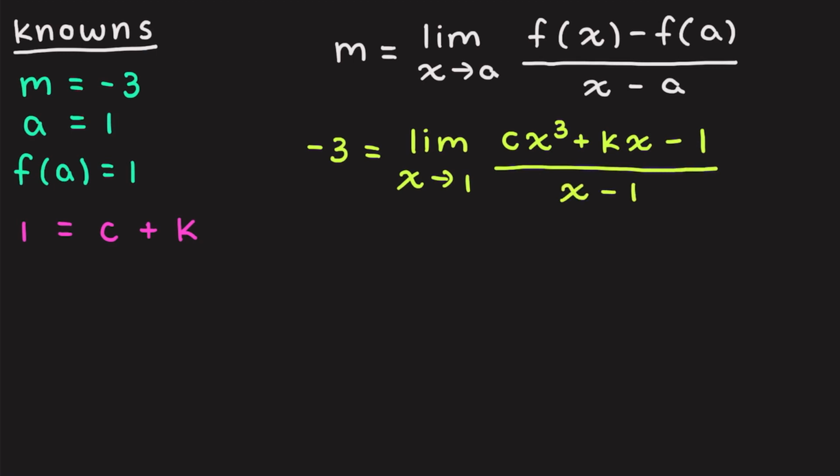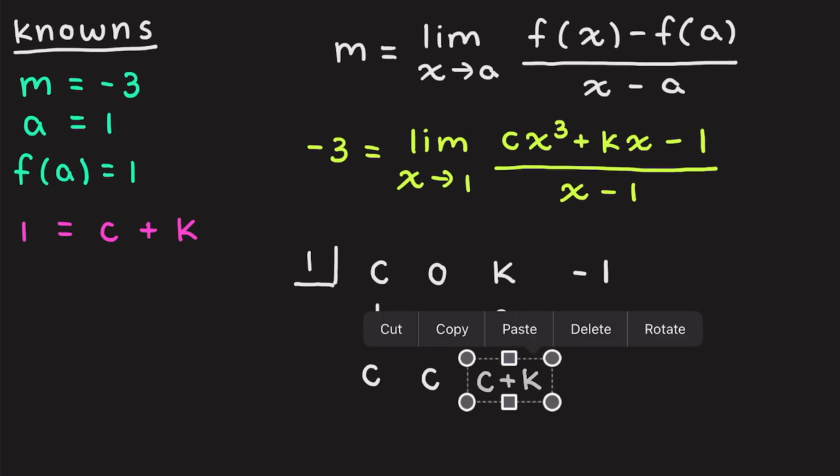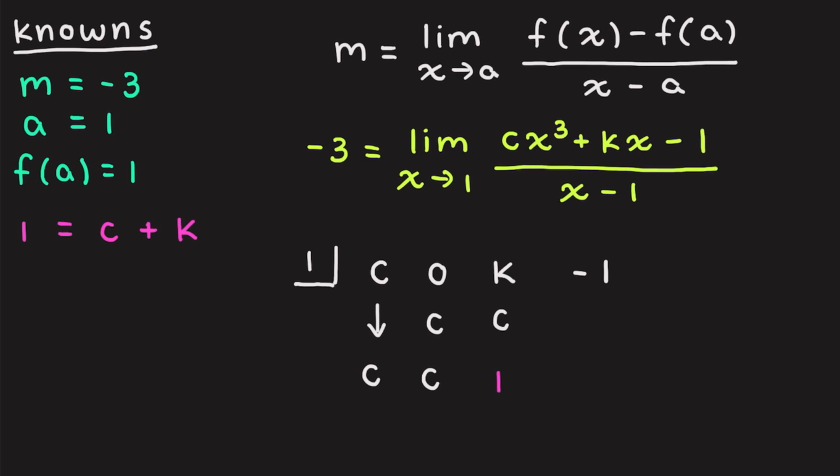Now we can do some synthetic division to get rid of the complexity inside of that limit. So we bring down the c, and that's the first coefficient, c is the second coefficient, and then we add it to k, and we get c plus k. But from our knowns, we know that that equals 1. So we can go ahead and replace that with 1. And then 1 times 1 is negative 1, and we have a remainder of 0. So we know we did it correctly.